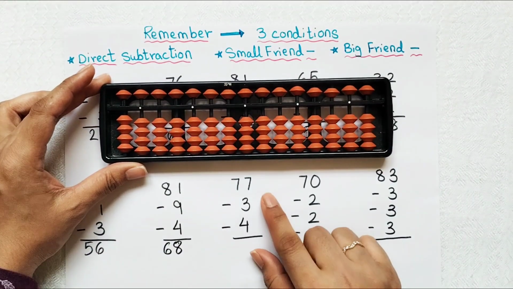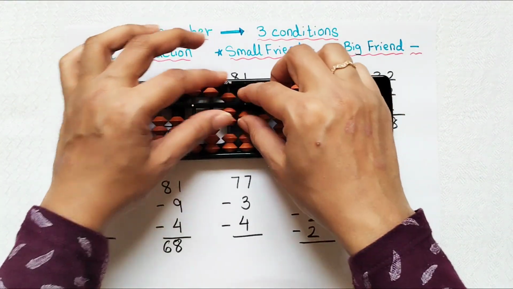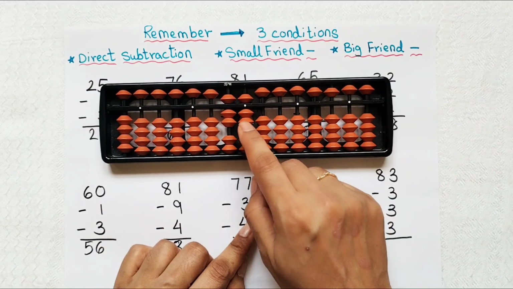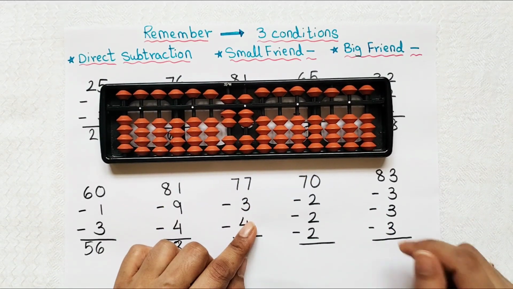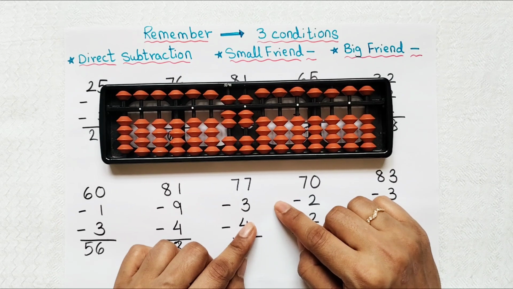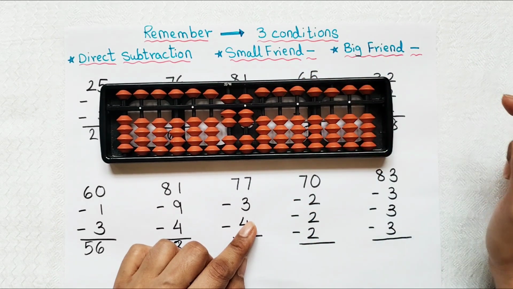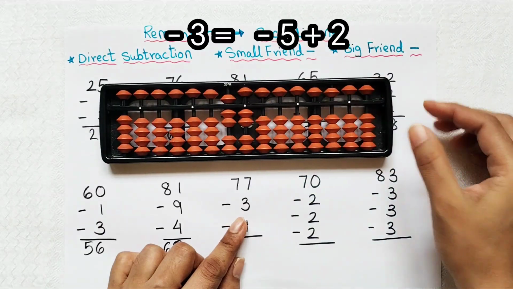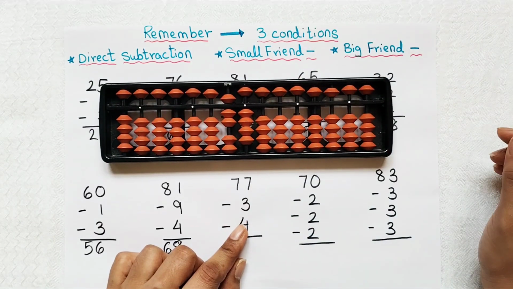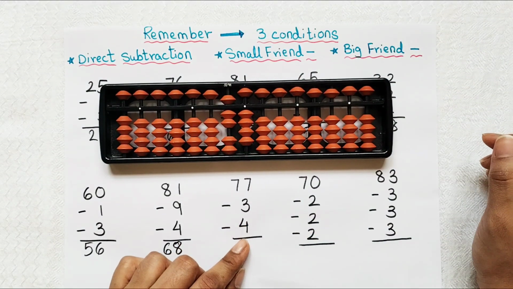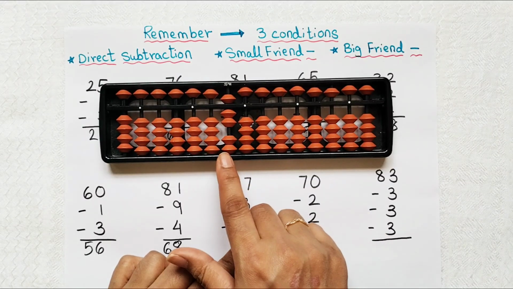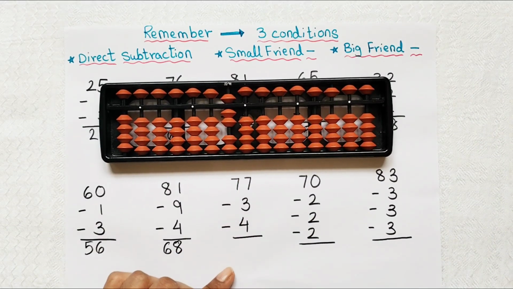Next, 77 less 3 less 4. 77 less 3. Now over here less 3, direct subtraction I cannot do. Can I do small friend? Yes, I can do it, right? Because 5 bit is in use. So for less 3 it is less 5 plus 2. Now less 4, I have to do it direct subtraction. That is, answer is 70.